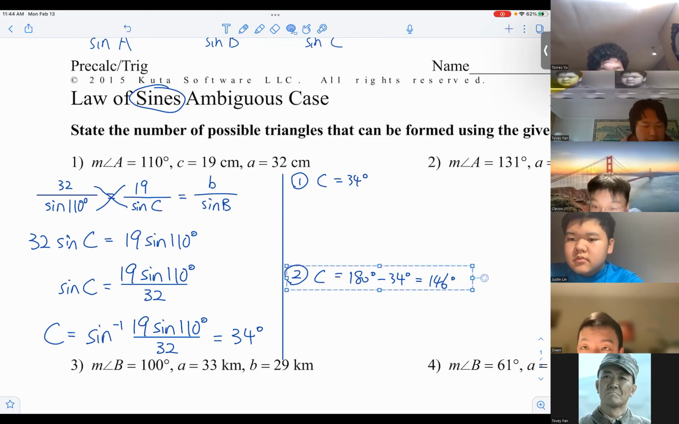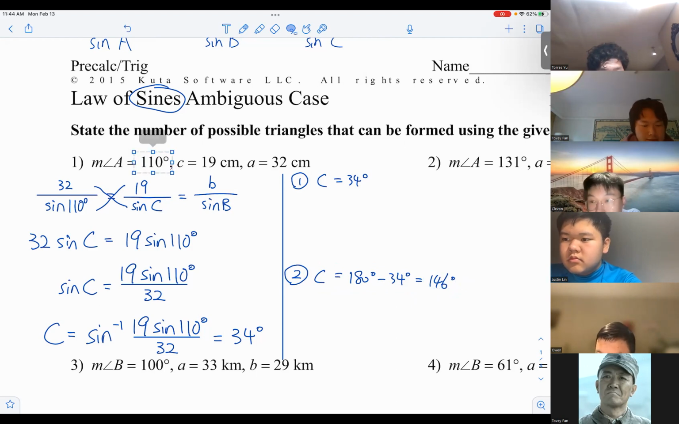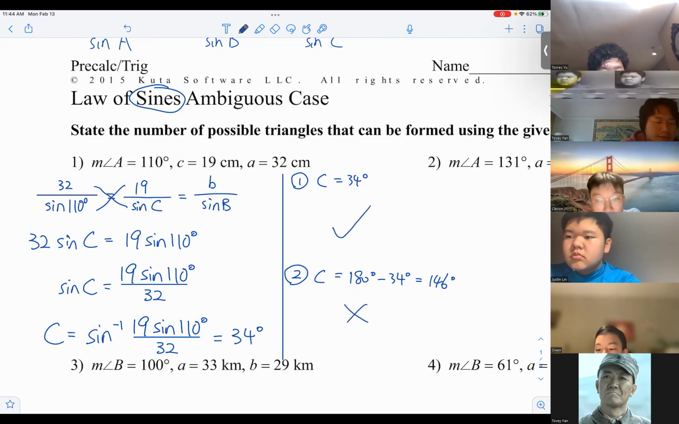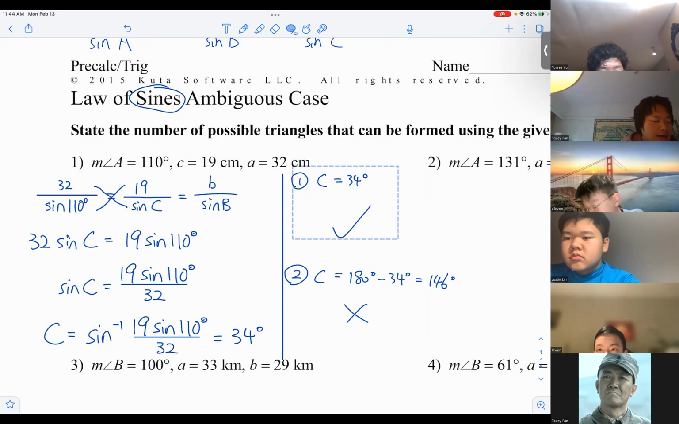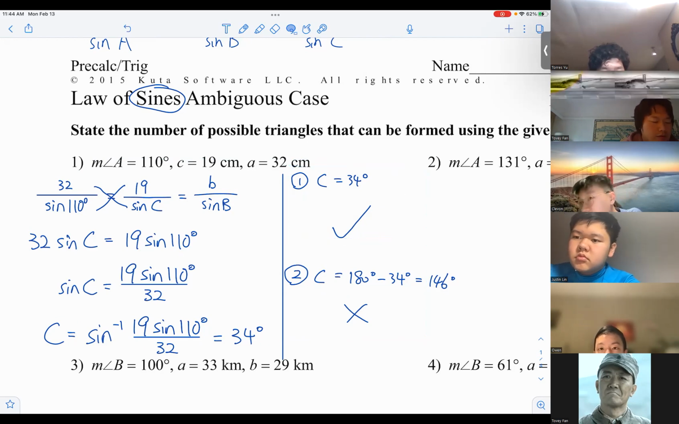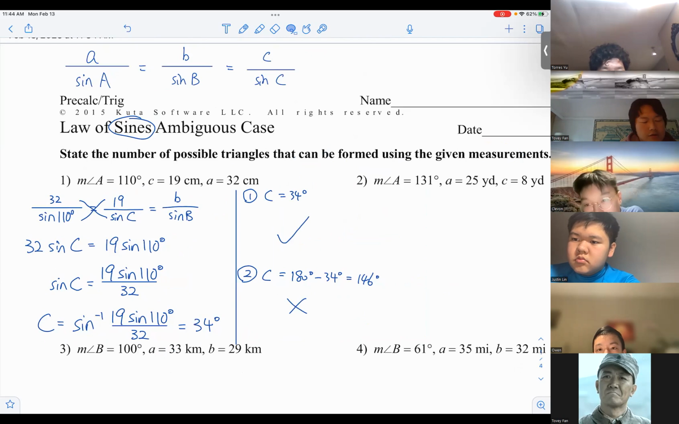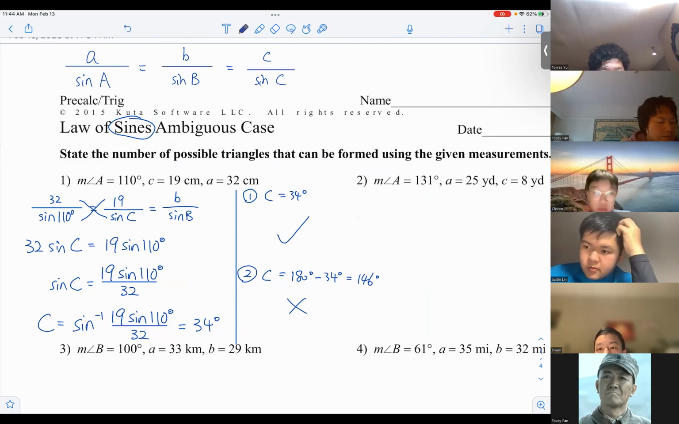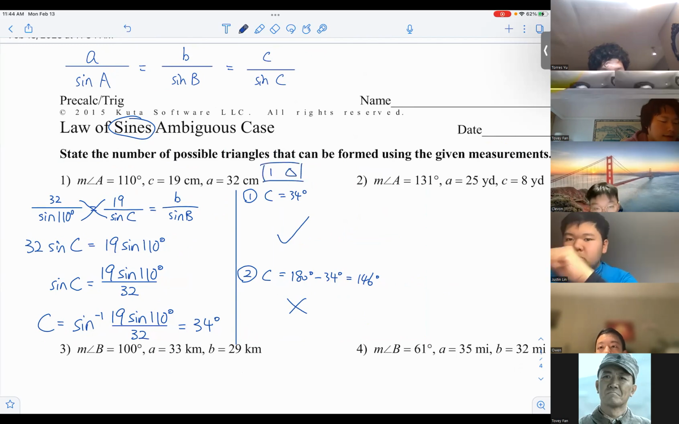你看第二个 case 一定不可能啊，因为146，你这不是有个110吗？那加一块已经超过180了，这不可能。再要内角和是180嘛，对不对？ So second case is impossible. That means the first case must be possible, because it's either one or two. So at this step you don't actually have to try the first case, because the question didn't ask you to solve the triangle. The question is only asking you to state a number of possible triangles. Then the answer for the first one is just one possible triangle.